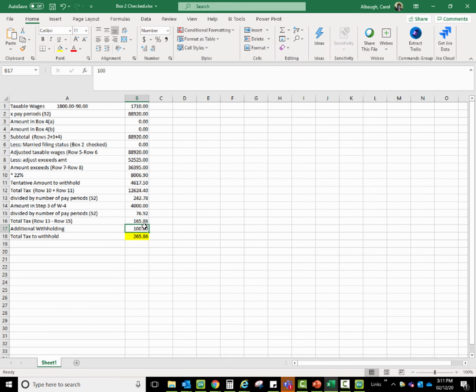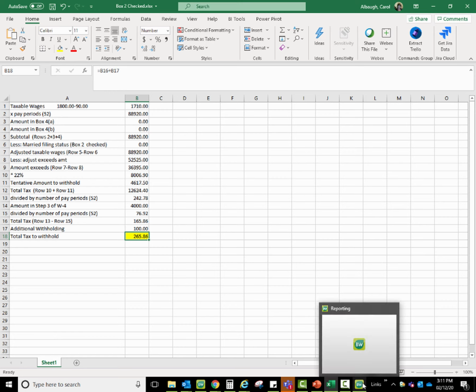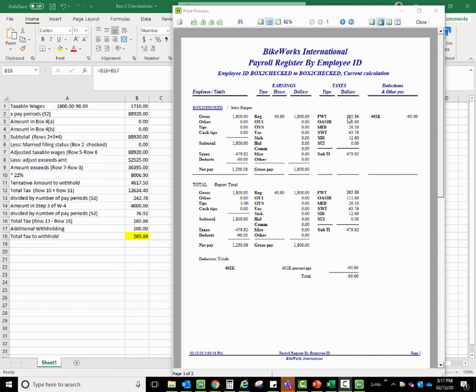Remember, our employee did ask for $100 of additional withholding be withheld every payday. That would total $265.86. Let's see how that compares to the way BusinessWorks calculated. On our payroll register, we can see that BusinessWorks did calculate the exact same amount of $265.86 in federal withholding tax.